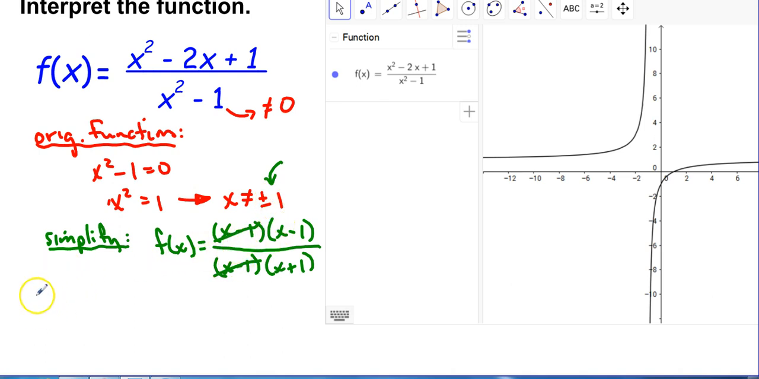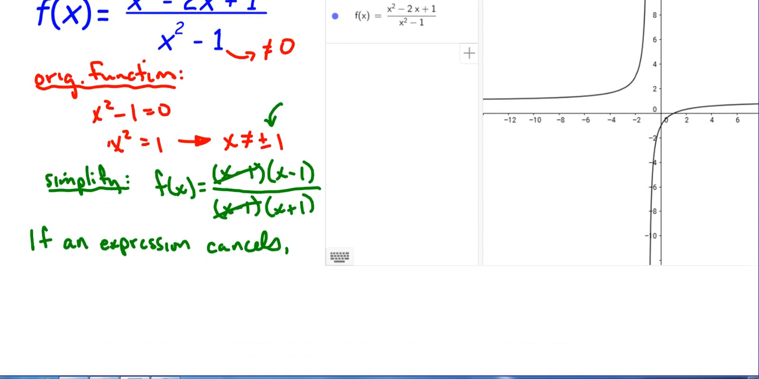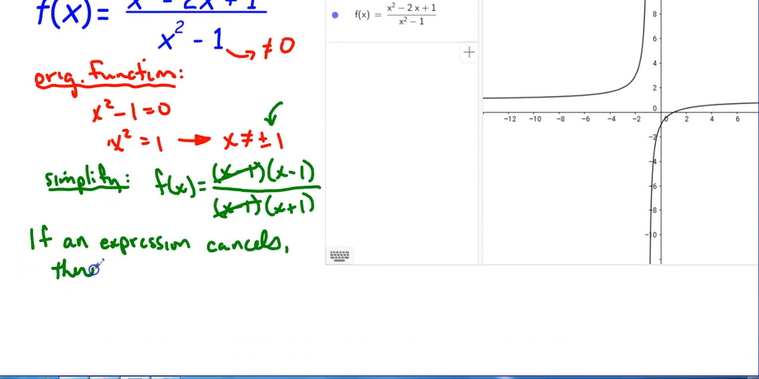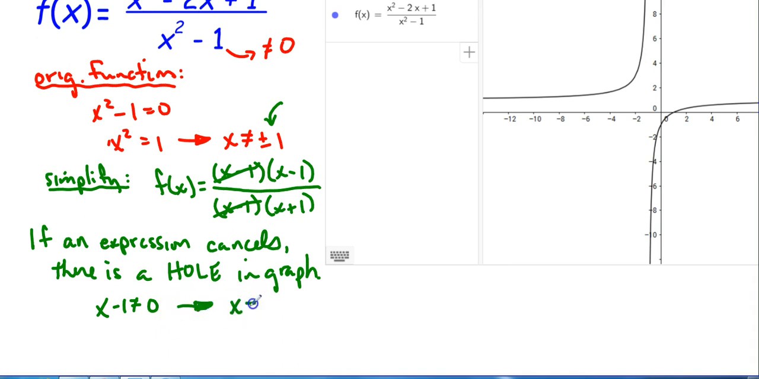So anytime something cancels, so if an expression cancels, that tells us that there's a hole in the graph. Okay, so we just got an x minus 1 to cancel. So we're going to identify that by saying, hey, x minus 1 can't be 0. We already knew that from above, but the hole in the graph is when x equals 1.